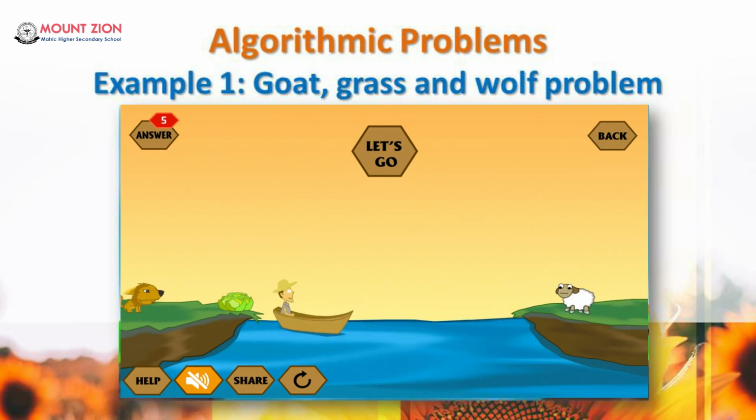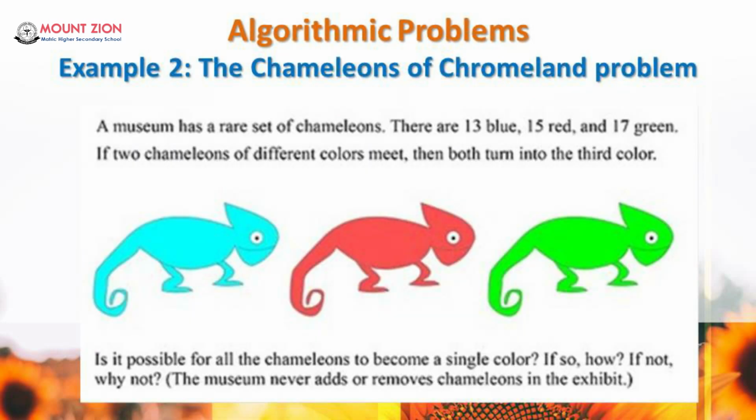Let's have another example. Consider the chameleons of Cromeland problem. On the island of Cromeland, there are three different types of chameleons: red chameleons, green chameleons, and blue chameleons. Whenever two chameleons of different colors meet, they both change color to the third color.